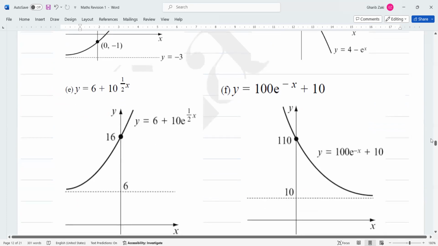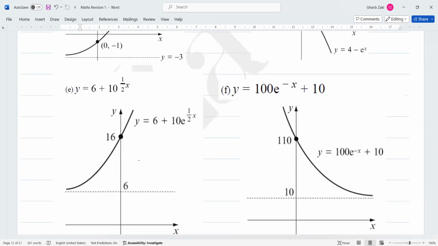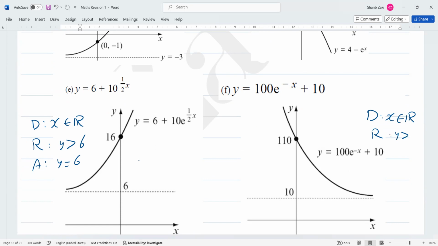Next, part E. The domain x belongs to R. The range, all the curve is up from y equals 6. So we write the range is y greater than 6. And the asymptote is the line y equals 6. Part F, the domain x belongs to R, and the range, all the curve is greater than 10, so we write y greater than 10, and the asymptote is the line y equals 10.